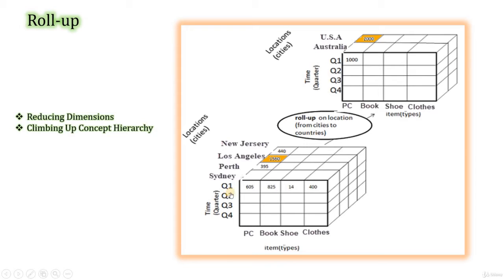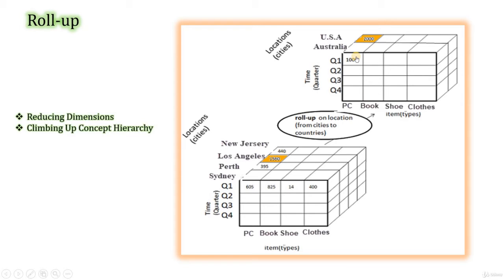At the same time, you have Australia, with cities like Perth and Sydney, and you have 605 and 395 as the two sales values from the two cities. You sum them up and put 1000 at the Australia level. This is called the roll-up analytical operation, which happens within the OLAP cube.